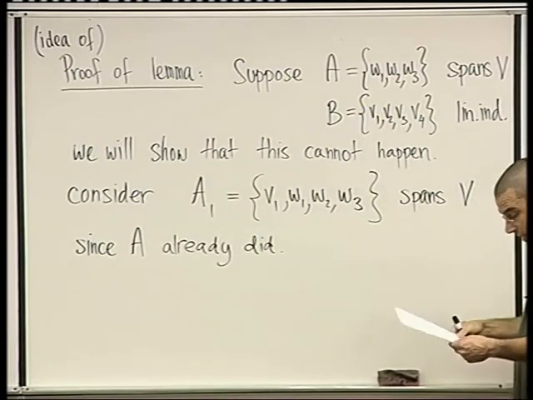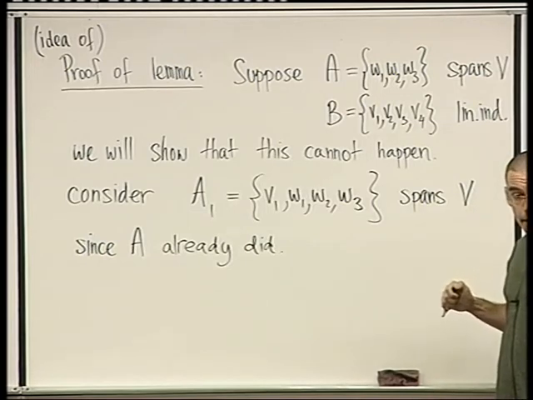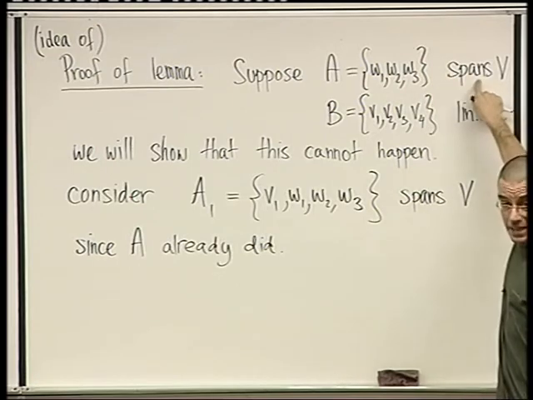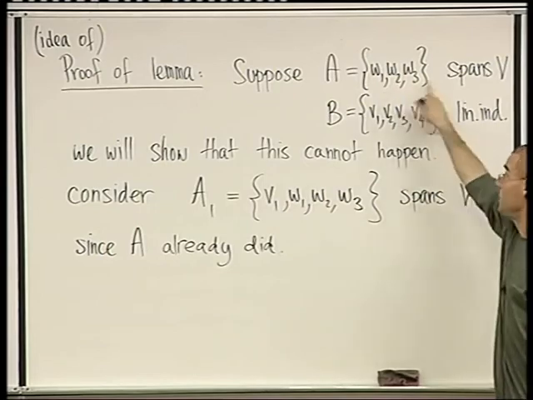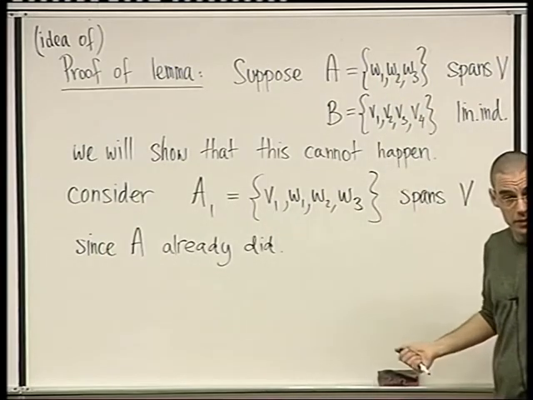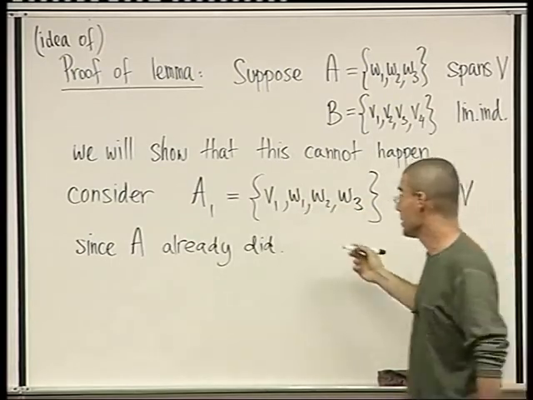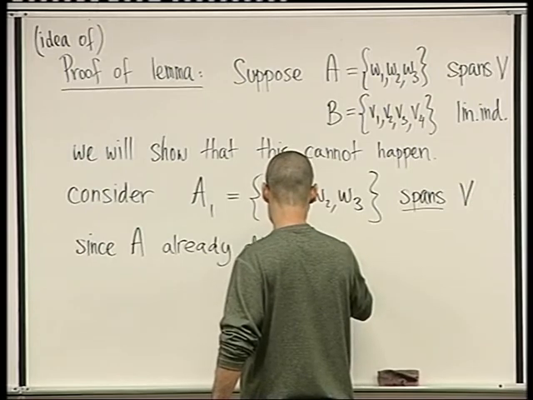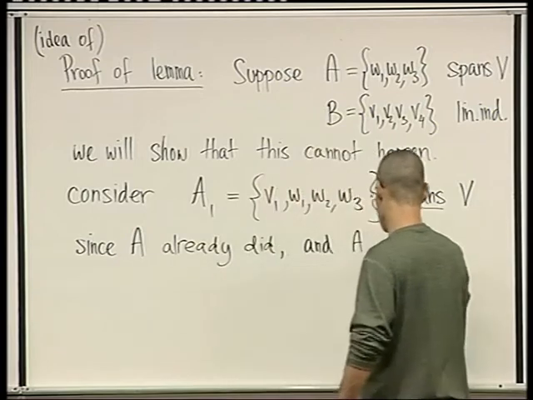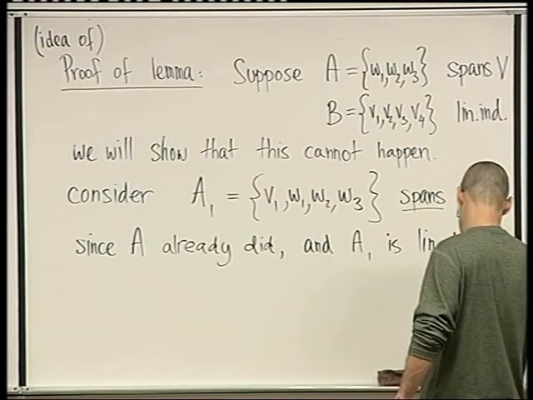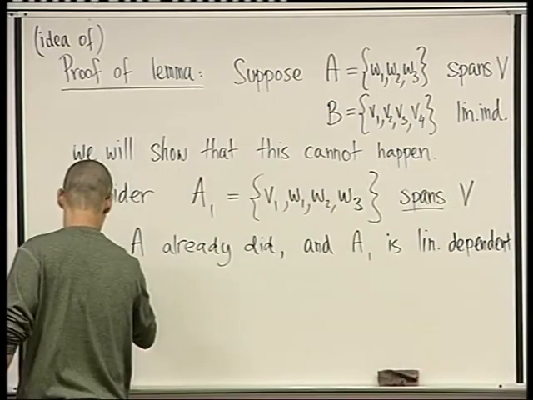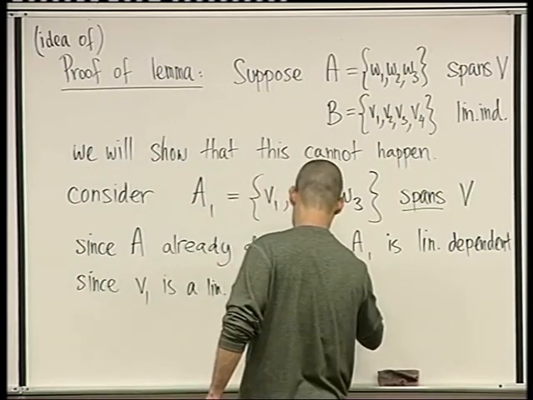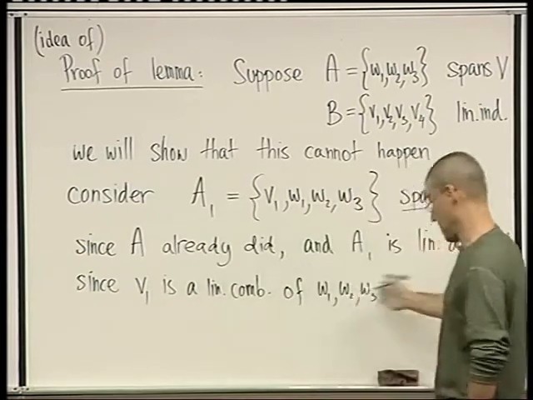Okay. Now, A1 is also linearly dependent. How do I know that A1 is linearly dependent? We know that A spans V, so any element in V is a linear combination of these three vectors. So v1 is a linear combination of these three vectors. So A1 spans, since A already did, and A1 is linearly dependent, since v1 is a linear combination of w1, w2, and w3, because they were a spanning set.